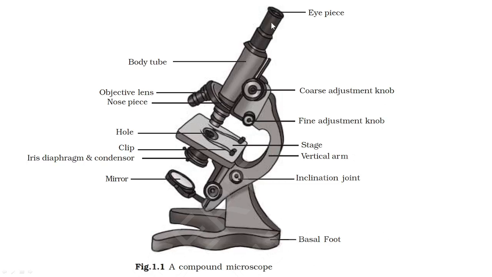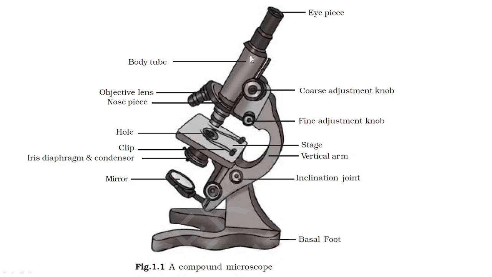Over here we can magnify the image of the object with the help of the alignment of two lenses. One is the eyepiece lens, also called the ocular lens, and the other is the objective lens. These are the two important lenses.